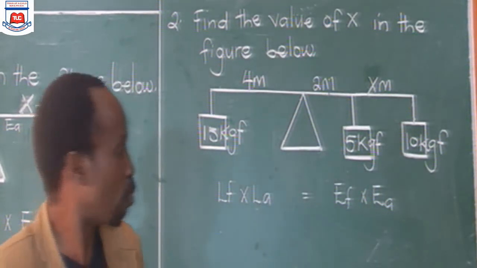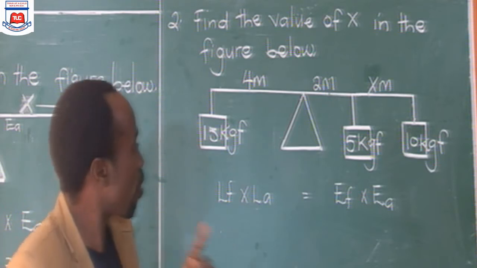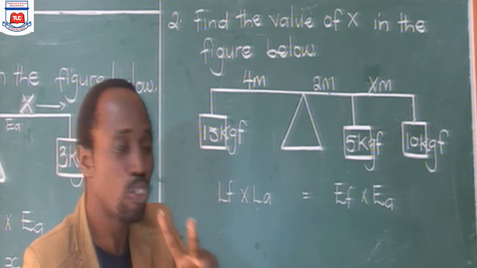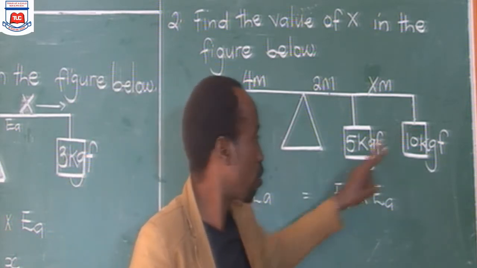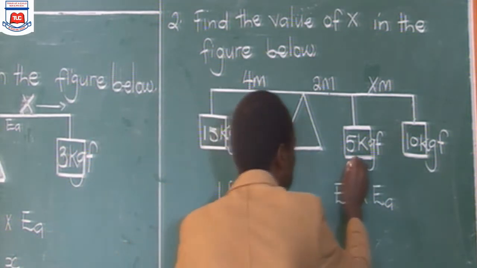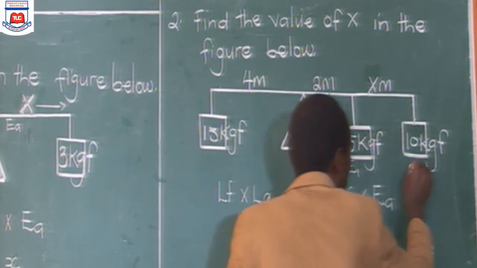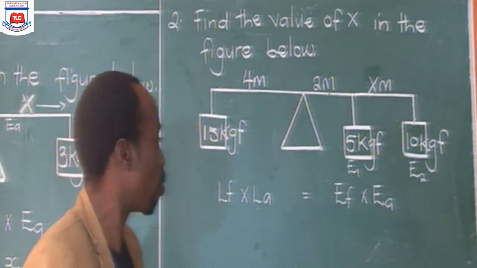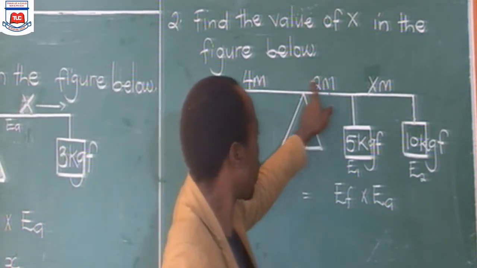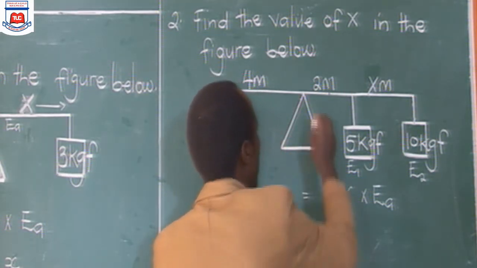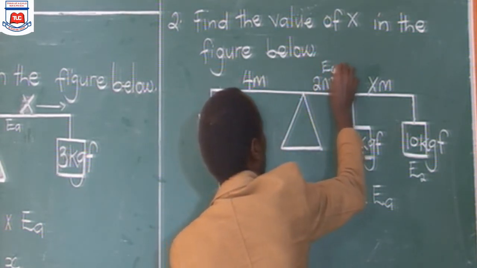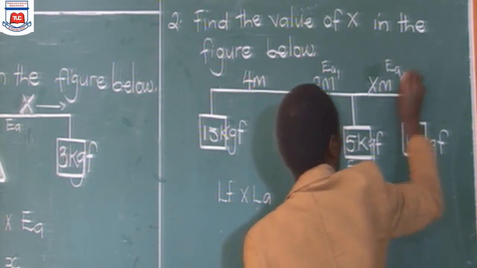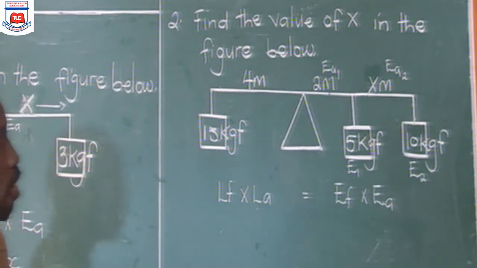Now, be careful at this moment. You can realize that in our diagram, we have two efforts this side. Let's call one effort, effort 1, and the other effort, effort 2. It so applies to their distances from the pivot. Distance from the pivot here will be effort arm 1. Then we shall have effort arm 2. That is the only difference.